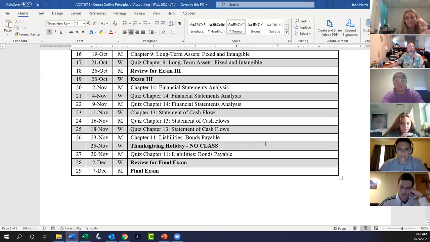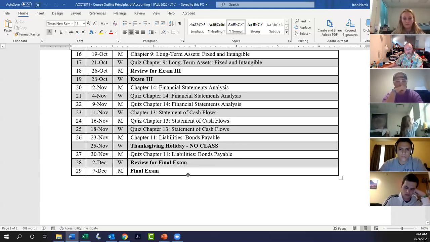And then in the home stretch, we'll do financial statement analysis. There'll be an extra credit assignment available based upon what we do in chapter 14. We'll do the last of the 4 financial statements, which is the statement of cash flows. And then we'll do liabilities, bonds payable. And that will lead us into the final exam. The final exam is scheduled for Monday, December 7th. And that will be the course. Any questions on that so far?